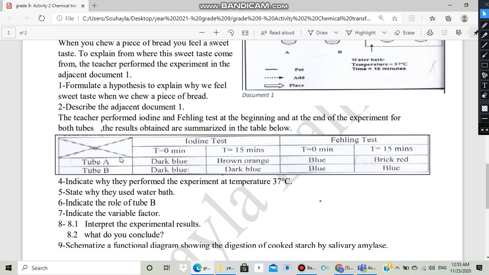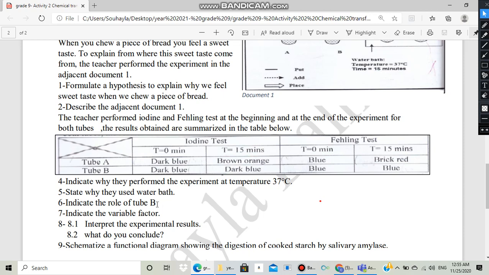This means that both test tubes do not contain reducing sugar. After 15 minutes, a brick red precipitate appeared in tube A. This means that tube A contains a reducing sugar. معناتها الستارش اللي كانت at the beginning هي تحولت ل reducing sugar, while the color remained blue in B, معناتها this indicates that it does not contain reducing sugar.